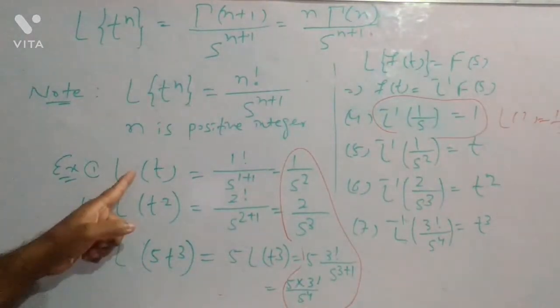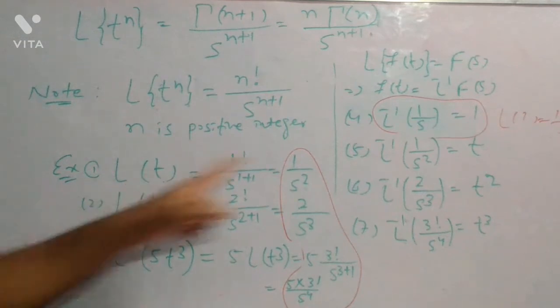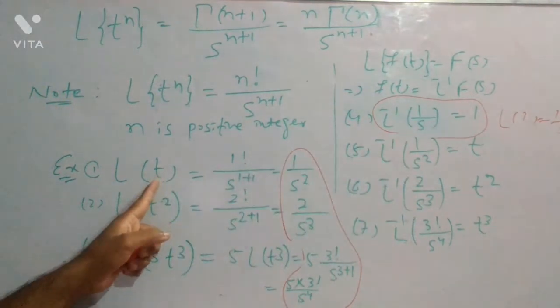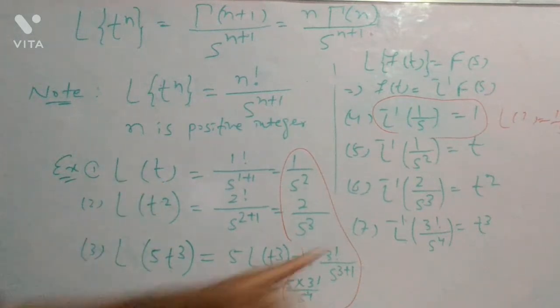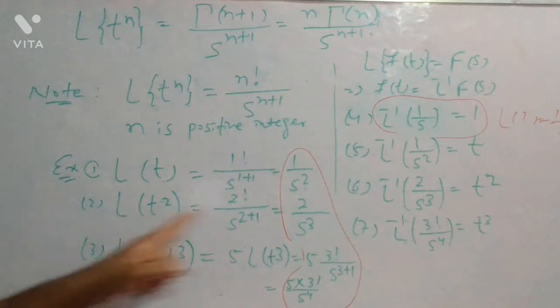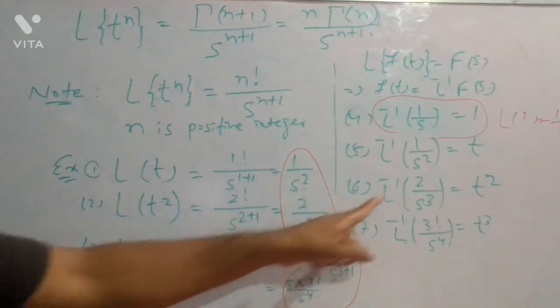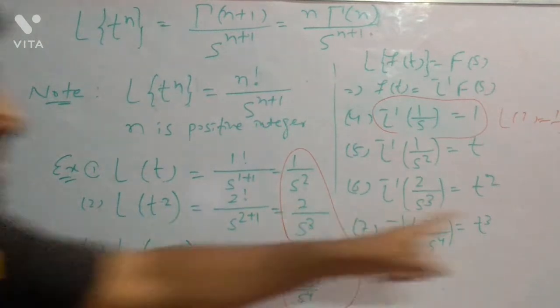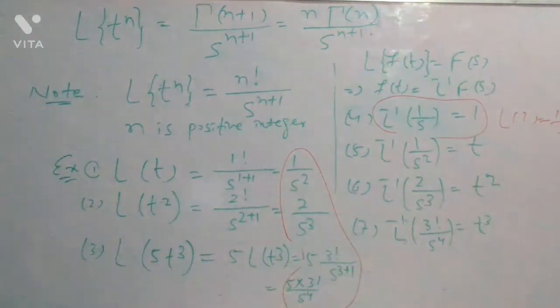Similarly, in the first example, Laplace of t equal to 1 by s square. So that means Laplace inverse of 1 by s square will be t, the original function. Similarly, Laplace inverse of 2 by s cube, because Laplace of t square equal to 2 by s cube. So Laplace inverse of 2 by s cube will be what? t square.